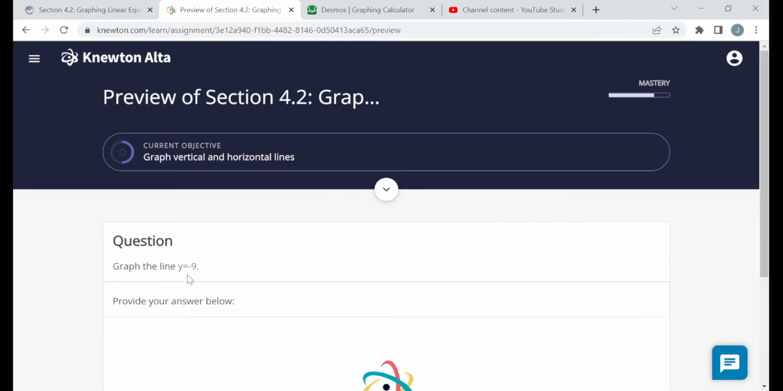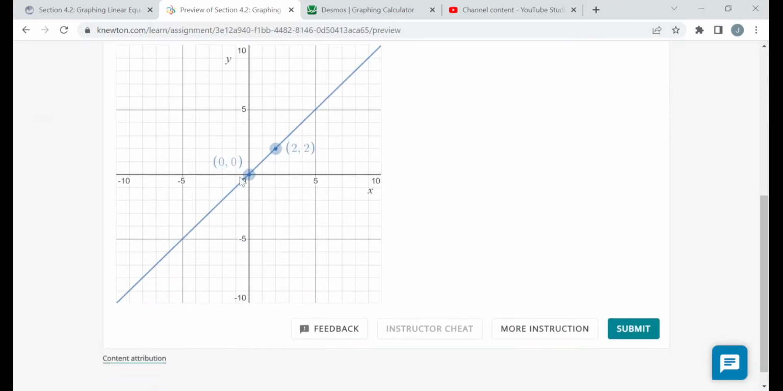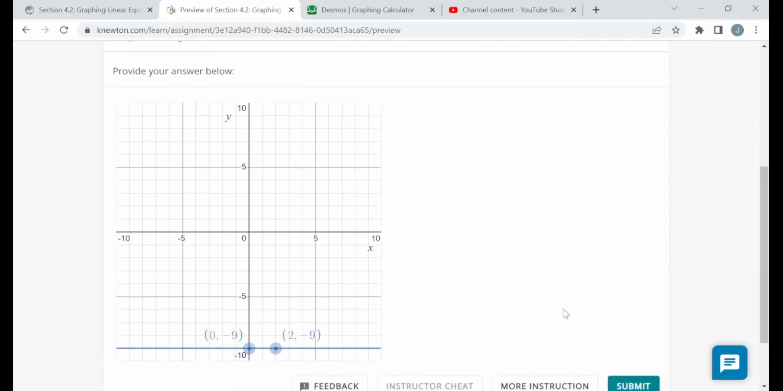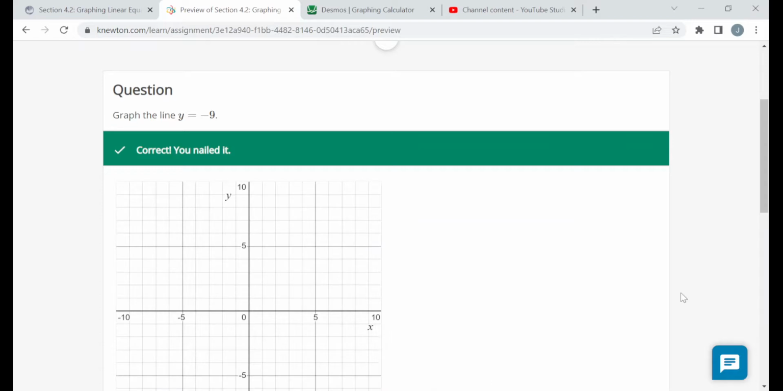Alright, now we have y equals a number instead of x equals a number. Y equals some number is a horizontal line, right? Always has the same y coordinate. And the y coordinate here is always going to be -9. So 0, -9 is on the graph. 2, -9, 1, -9. Every single point should have a y coordinate of -9 and form this horizontal line. And that's all we're doing. Easy, easy.